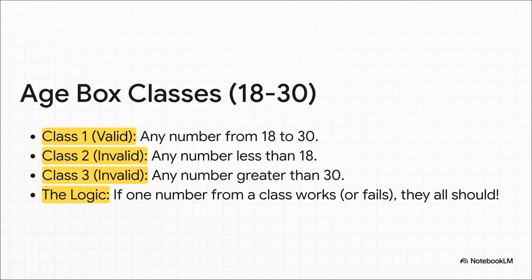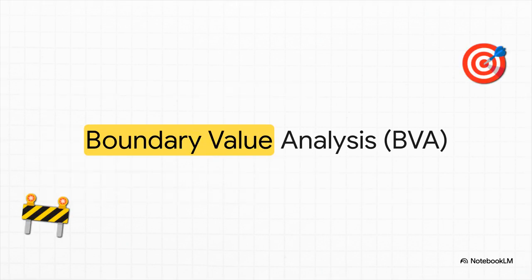So for our age box, we can create 3 really simple classes. Class 1 is our valid group, any number from 18 to 30. Class 2 is an invalid group, any number less than 18. And Class 3 is our other invalid group, any number greater than 30. And here's the powerful logic. If you test just one value from each class, say 25, 10, and 40, you can be pretty darn confident about how all the other numbers in those groups will behave. Just like that, an infinite list becomes 3 simple tests. How cool is that?